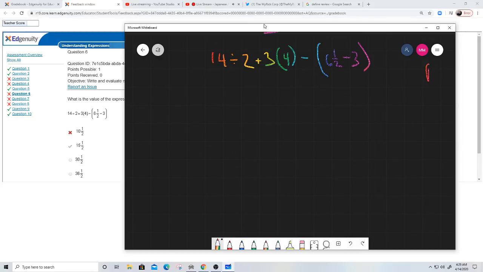Alright, for these problems, because you have to do this in every problem if you don't know it or not, you gotta use PEMDAS. And because there's no variables, we're actually gonna do PEMDAS in the correct order. So any parentheses right here. So what is 6.5 minus 3?